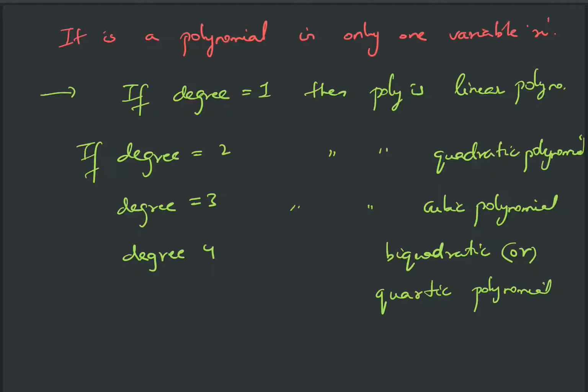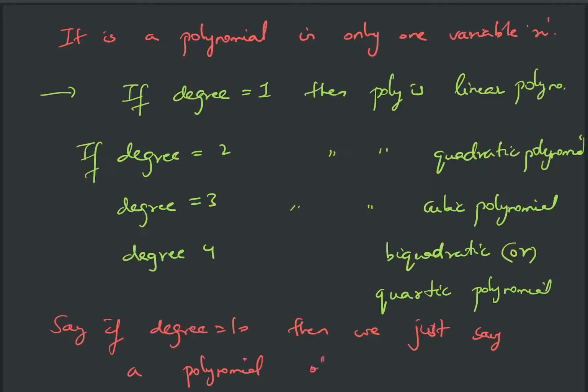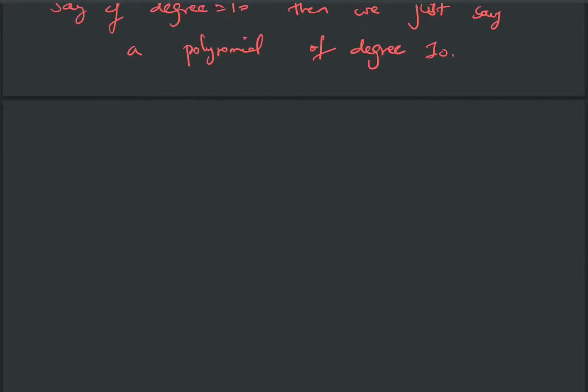And if degree is more than 4, for example degree is 10, then we just call it a polynomial of degree 10, right? So there are no special names. But if degree is 2, 3, or 4, then you should remember the names of these polynomials, right? So if it is given in the question that it is a cubic polynomial, it means that degree is 3, right? So now let us try to see what is a constant polynomial.